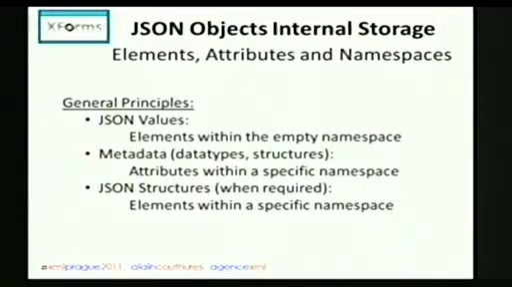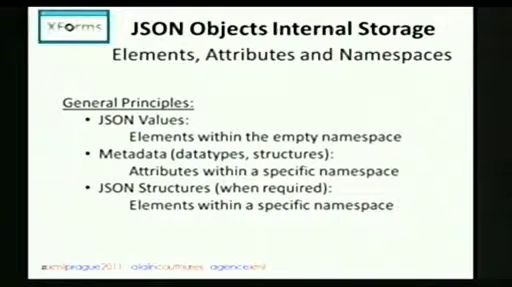Okay, so the general principles are for JSON values, just create elements within the empty namespace. I'm sorry, I don't hate namespaces, so I will use them. Yes, for metadata, we might need some specific information structure. So data types, arrays, and so on will be encoded in attributes within a namespace.